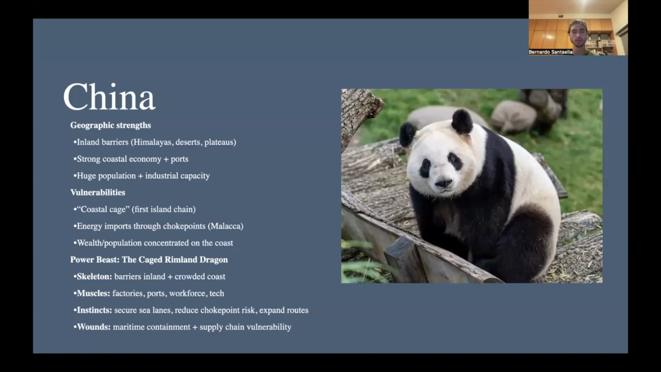Some weaknesses are many borders and regional rivals, and heavy dependence on imports like energy. Muscles: manufacturing, infrastructure capacity, and trade. Infrastructure of power: megaports, rail, and economic corridors. And its big issue, vulnerability around sea lanes and choke points, like the Malacca problem. Instincts: secure nearby seas, protect supply chains, and stop containment. The wounds: trade disruption and blockade pressure hit China's system fast.